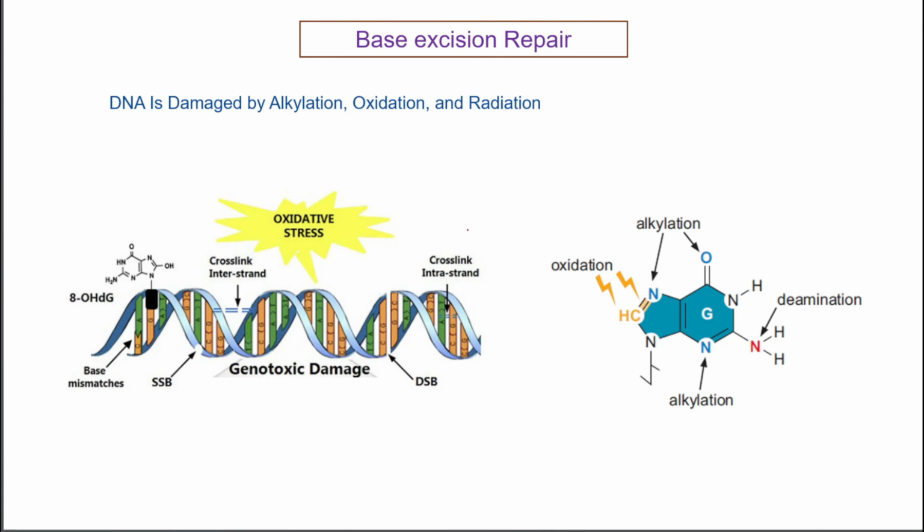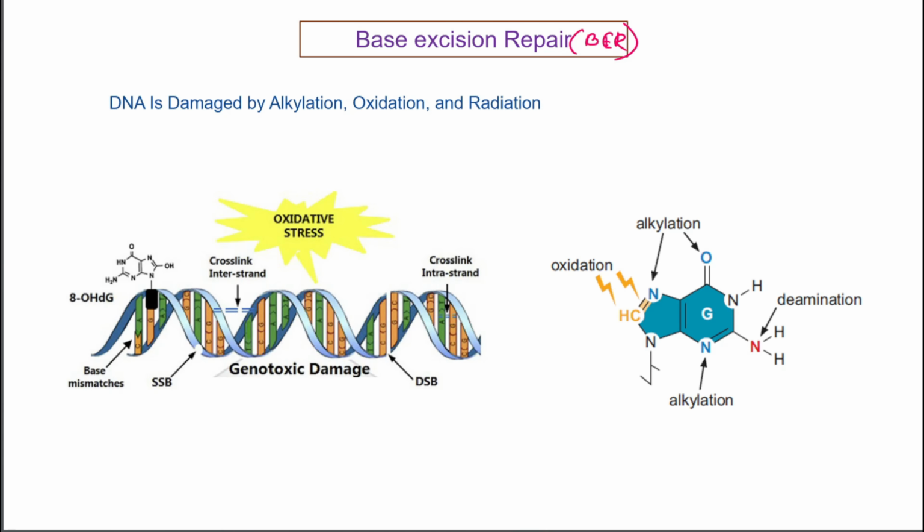Today we will learn about base excision repair, which is called BER. BER is a DNA repair pathway that removes small, non-helix-distorting or non-bulky lesions, such as oxidized, deaminated or alkylated bases, and replaces them with the correct nucleotide to maintain genome stability. So it acts like a precision editor.